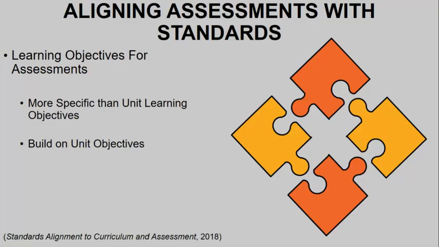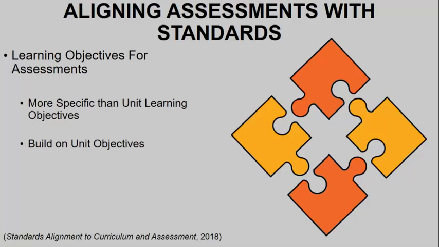Step 6 is aligning the assessment to the standards. Aligning assessment to the standards is a key part of backward design. When creating this alignment, it is important to create learning goals that target specific skills and knowledge that are measurable. These goals should be more specific than the broader unit objectives, but still align with and support the goals of the learning objectives.